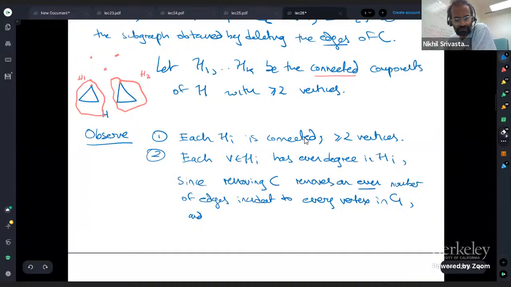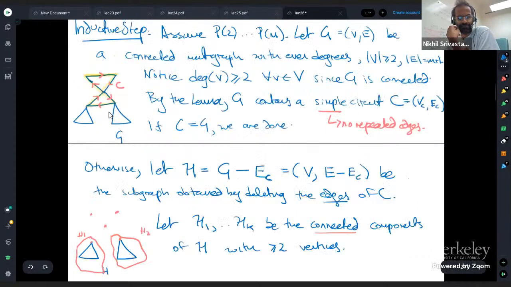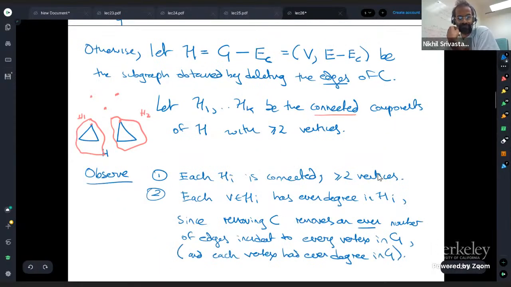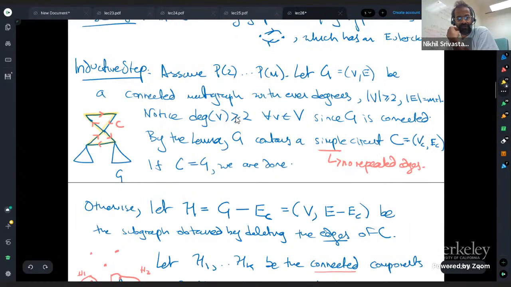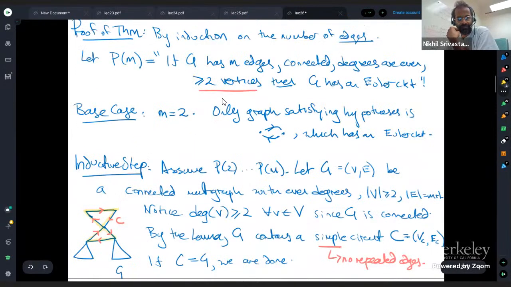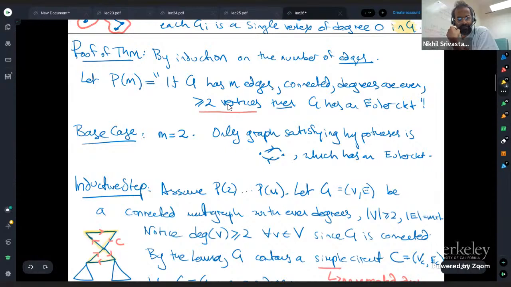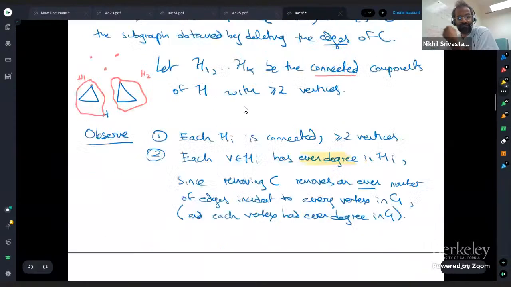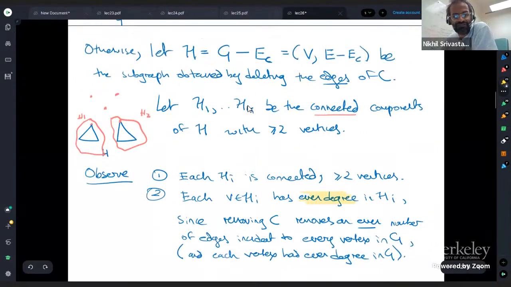So we started with even degree, and we removed an even number of edges because of the simple cycle, and so we still have even degrees. This is a key observation. And that's all we need for the induction hypothesis, right? The graph is connected, degrees are even, it has at least 2 vertices, and it has a number of edges which is less than M, because I removed at least 2 edges when I removed C.